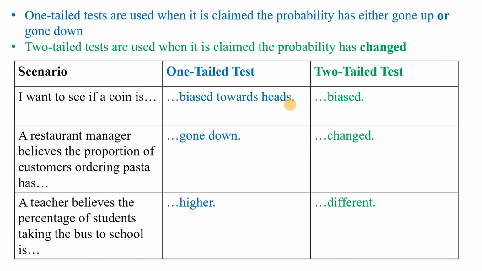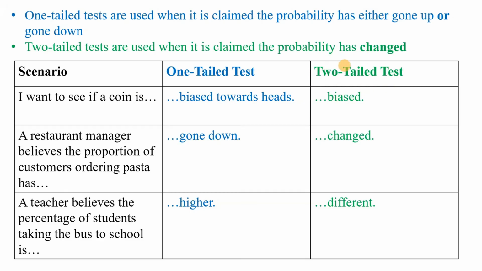Okay, so the way that you'll be able to tell the difference between a one-tail and a two-tail test is on the wording of the question. For example, let's say that we have a coin and the question says that I want to see if a coin is biased towards heads. This would be a one-tailed test because it is specifying what direction the probability has gone. It's gone towards heads. Alternatively, it could say it's gone towards tails, but it specifically says what direction it's gone. However, the question could be, I want to see if a coin is biased and it doesn't specify the direction. This is a two-tailed test, okay?